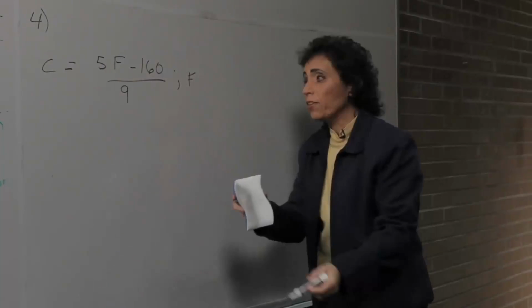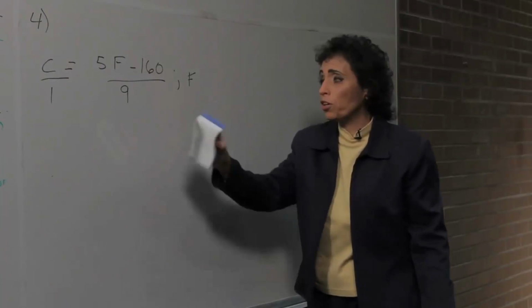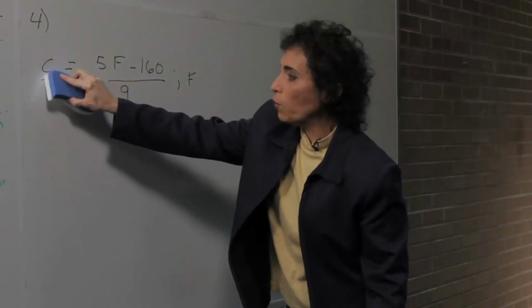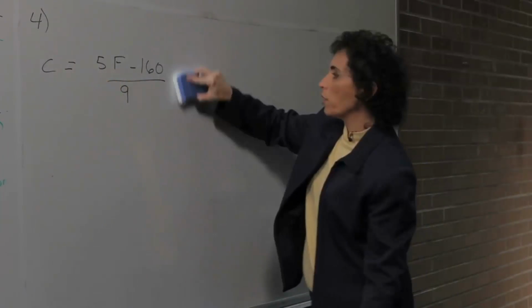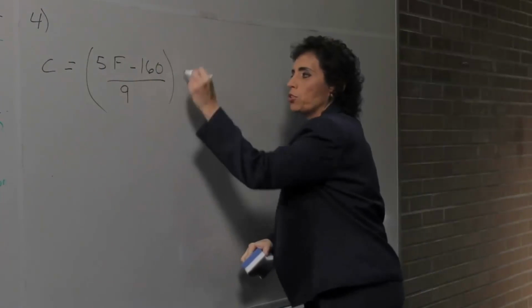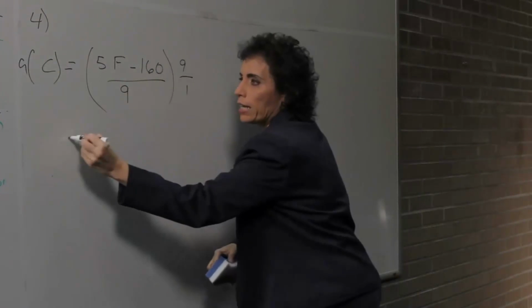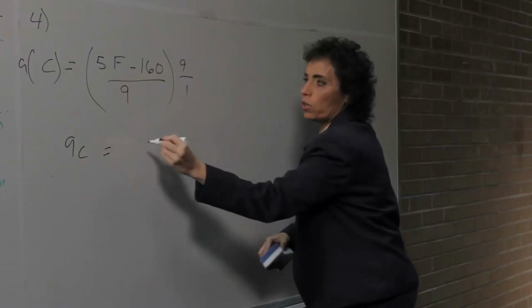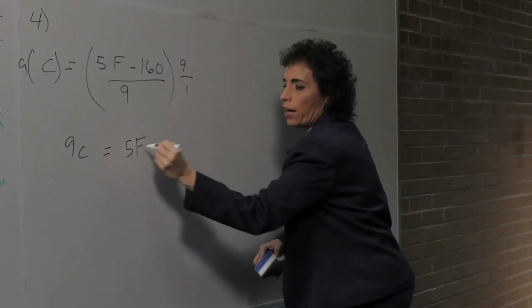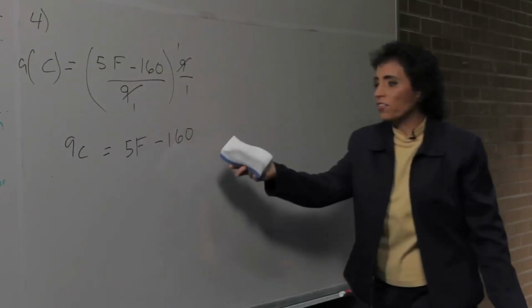There's two ways you can handle this. One way is you can put this over 1, and if you remember, we can solve that as a proportion. But we've actually been doing a lot with our fractional equations, so we can think of this as a fractional equation, and we can multiply both sides by the LCD, which is 9. And we get 9c equals 5f minus 160, because the 9s cancel. And now this is a lot simpler.